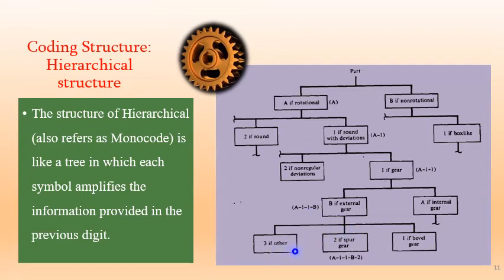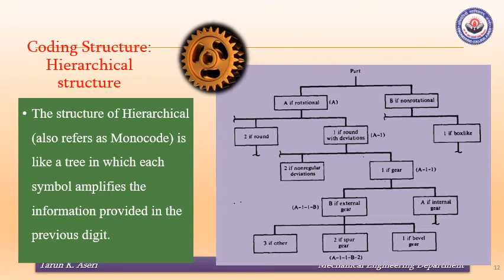Further, if spur gear, yes, it's a spur gear, so we will assign a 2. If bevel, we will assign 1. So finally, the part code for this spur gear is A-1-1-B-2. A means rotational, 1 means with deviation, further 1 is a gear, the fourth one B is assigned for external, and 2 is for spur gear. So this is my part code.